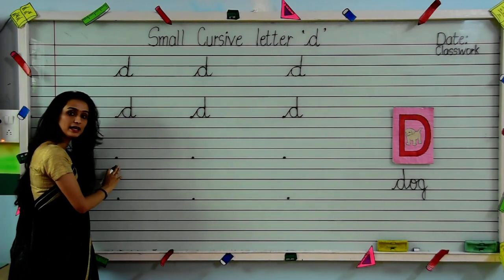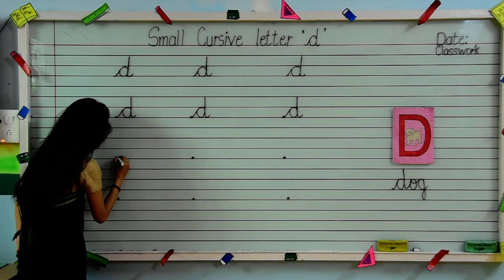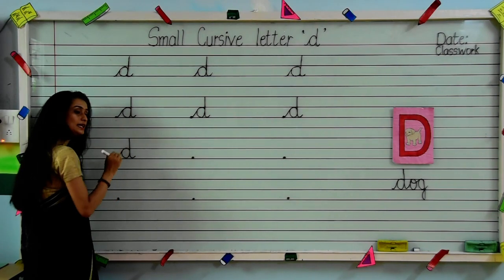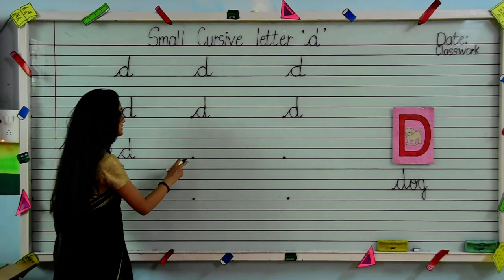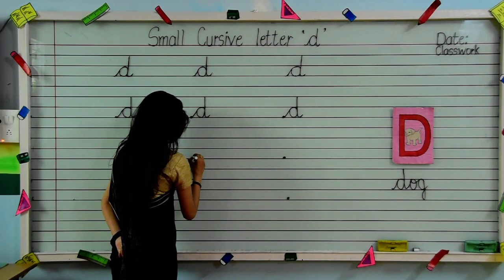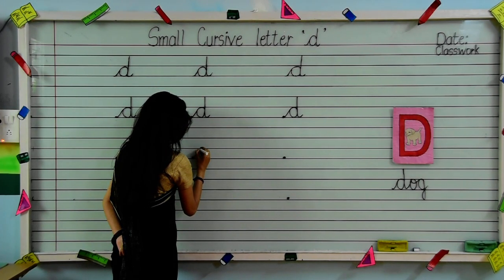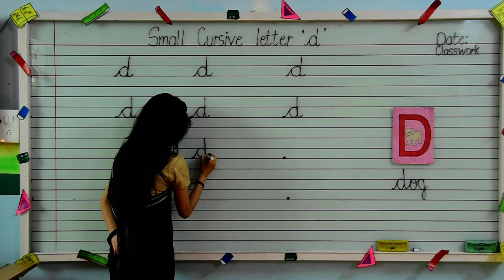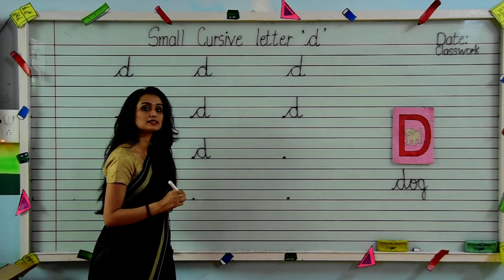Okay, now come on the next line. Look over here, kids. Slanting line up, make a curve, come back, make a circle, go up straight till the first line, come down, make a standing line and a tail like this. Very nice, kids. Come on the next dot. Slanting line up, make a curve, come back, make a circle, go up straight, come down, make a standing line and a tail like this.